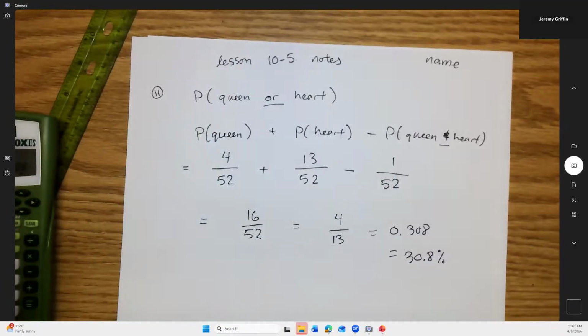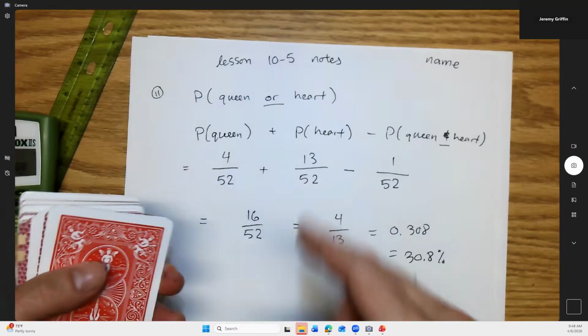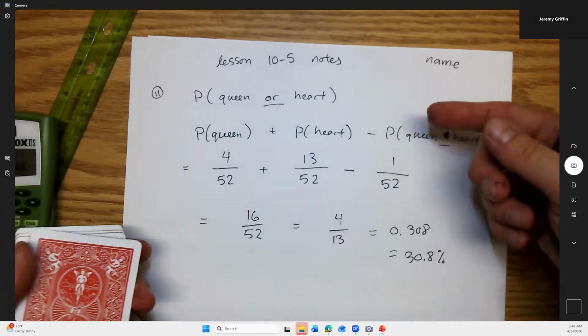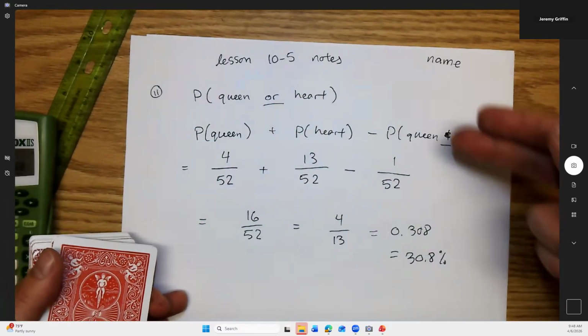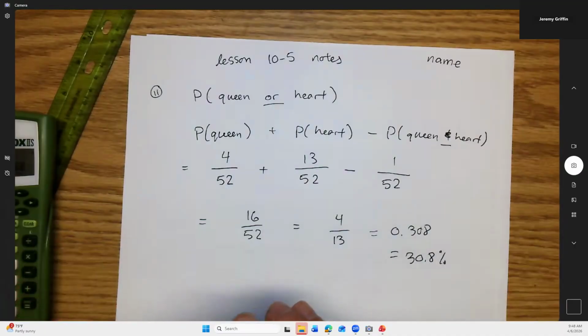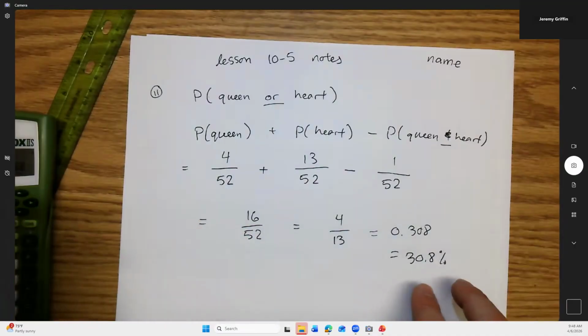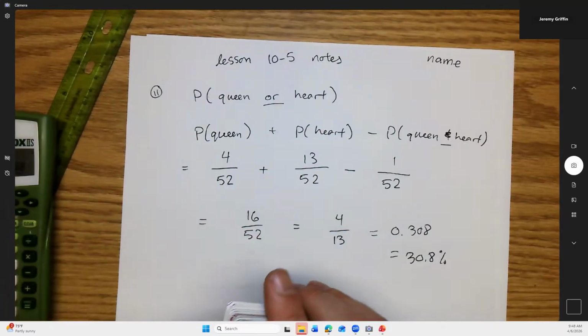So I have a shuffled deck and I pulled a random card out of it and said, what's the probability it's a queen or a heart? That's going to happen 30.8% of the time. So if I do 100 drawings, probably about 30, 31 times somewhere there, that'll happen.